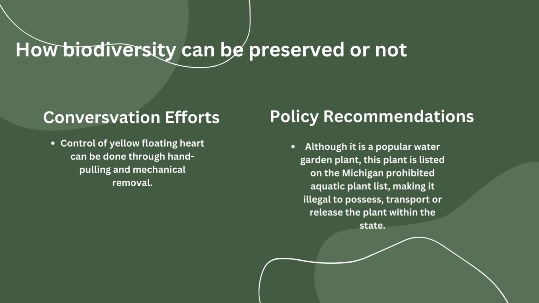How biodiversity can be preserved or not. Conservation efforts: control of yellow floating heart can be done through hand pulling and mechanical removal. Policy recommendations: although it is a popular water garden plant, this plant is listed on the Michigan Prohibited Aquatic Plant List, making it illegal to possess, transport, or release the plant within the state.